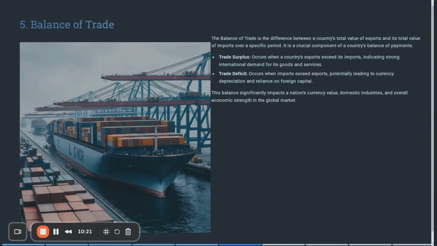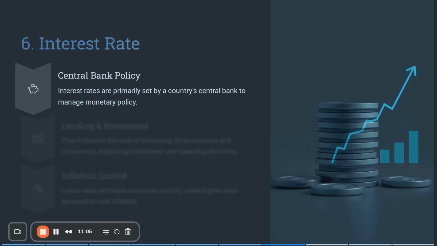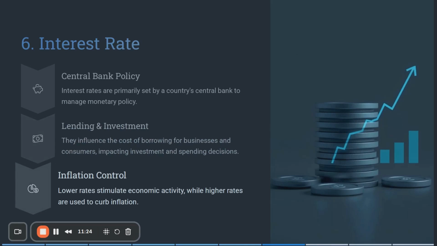Lending and investment: they influence the cost of borrowing for businesses and consumers, impacting investment and spending decisions. Inflation control: lower rates stimulate economic activity, while higher rates are used to curb inflation. So interest rates are decided by the central banks of the country, which are managed by monetary policy. Interest rates play a crucial role in the economy.